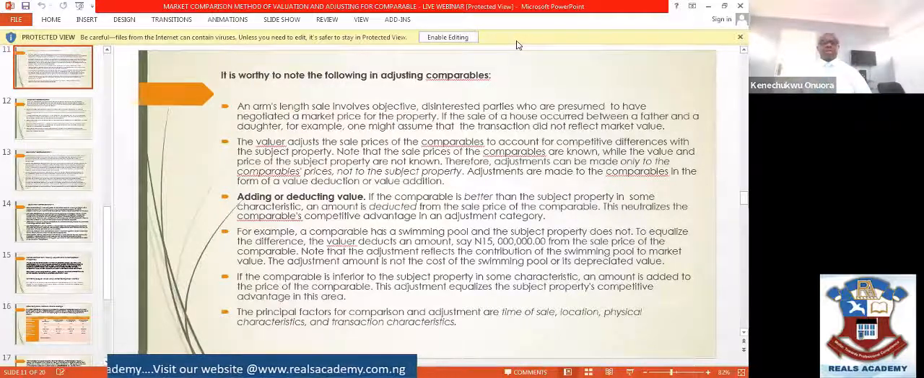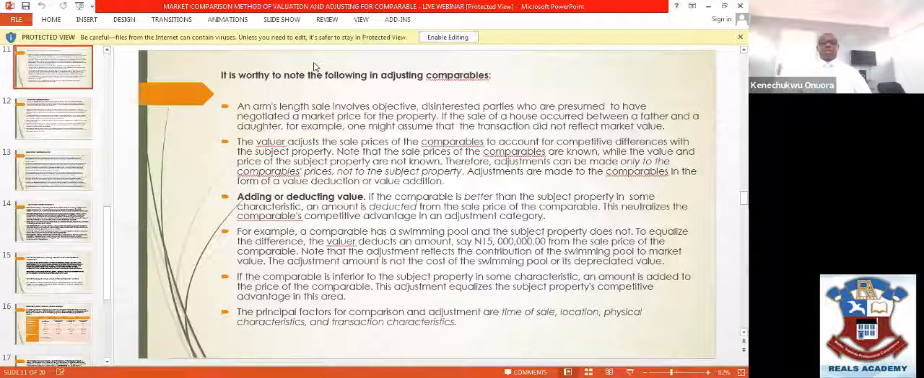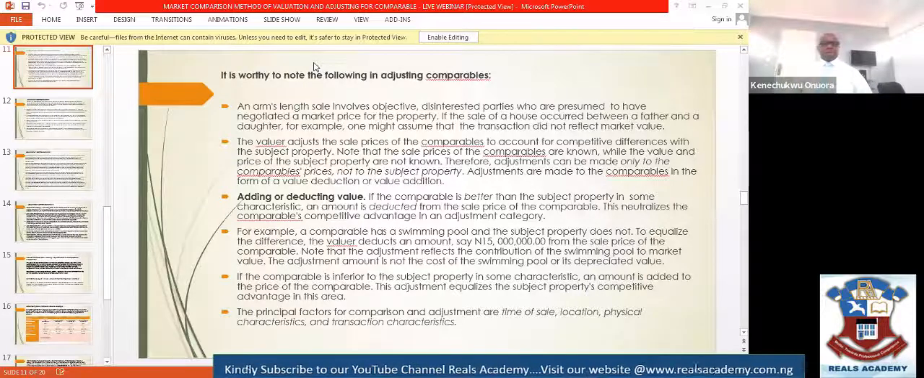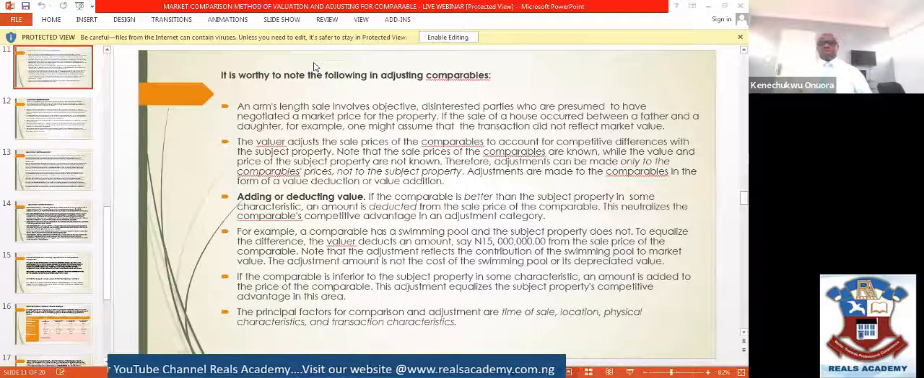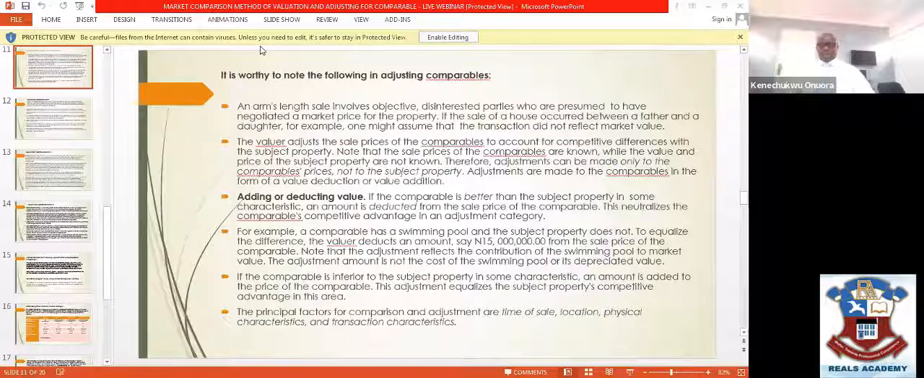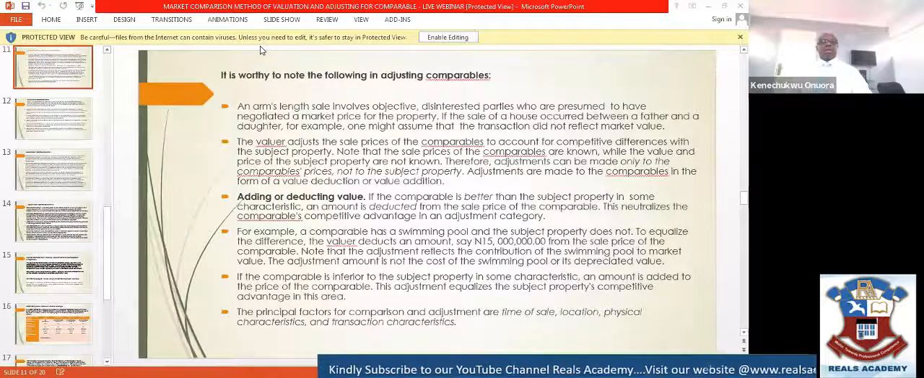So when you are adjusting, just take a certain figure. It's a naira amount, or it could be a percentage, so that at the end of the day, you're bringing it to the level of the subject property. An amount is added to the price of the comparable. What you're intending to achieve is to equalize the subject property's competitive advantage. The principal factors for comparison adjustment are time of sale, location, physical characteristics, and transaction characteristics.